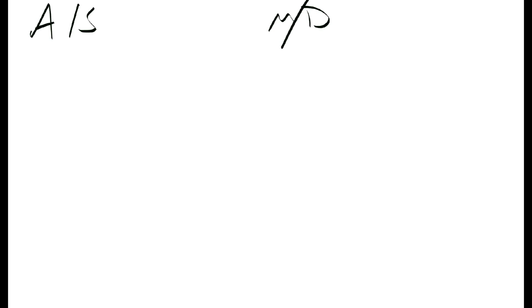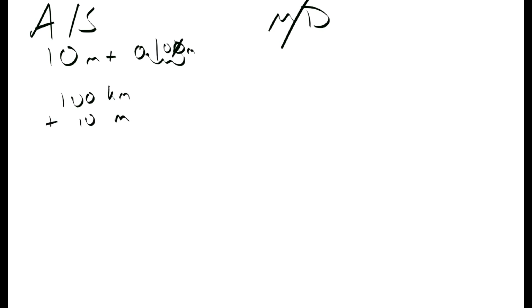If you're using prefixes, you need to get the prefixes the same. So adding and subtracting, 10 meters plus 0.1 kilometer. You get them both the same, so 1, 2, 3, 0, 0, and to get rid of the kilometer, fortunately that worked out nicely. So 100 kilometers plus 10 meters. This one runs out of sig figs first. So 100 meters plus 10 meters.